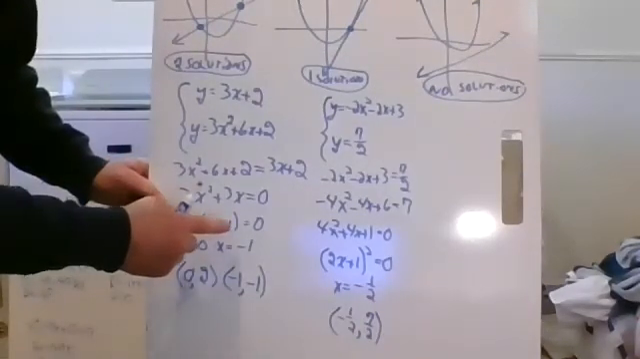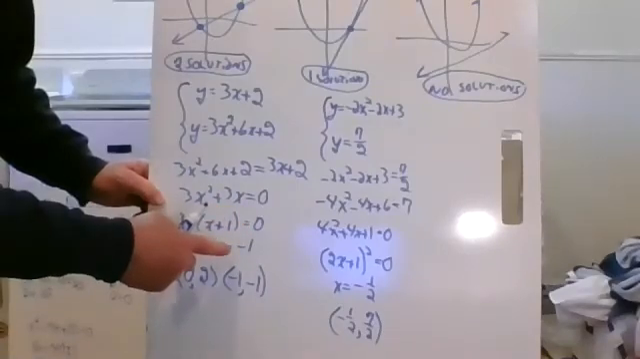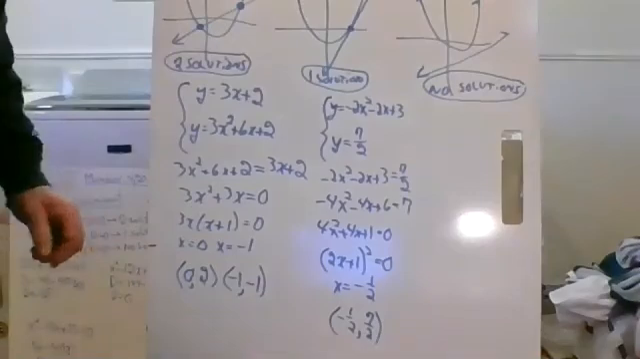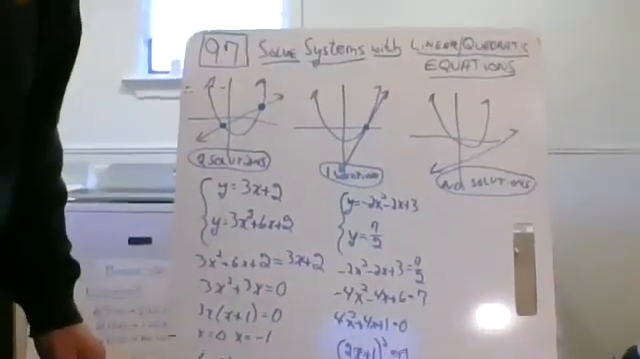And now we have a product equal to 0. You take each factor equal to 0, and you get your 2 solutions. So it's all material you've learned before.